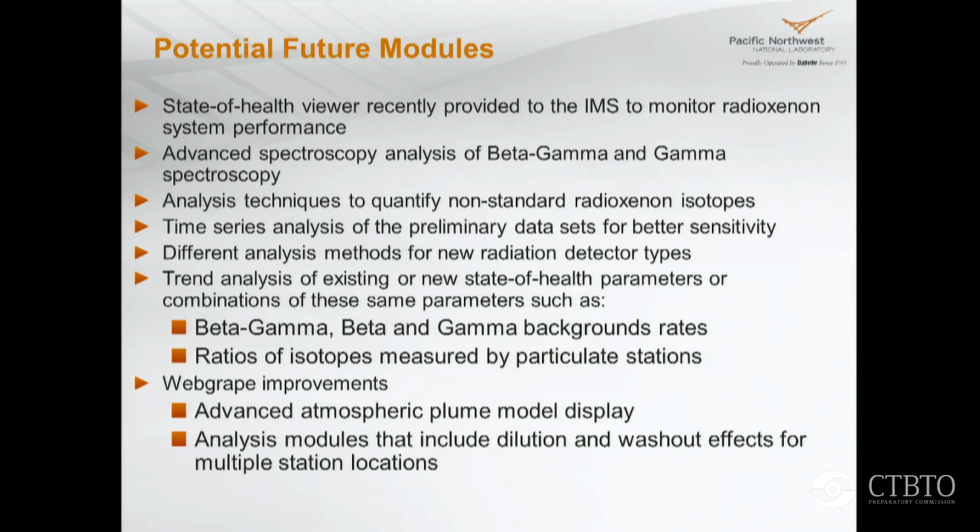We're starting to see some non-standard radioxenon isotopes out in the environment. This is something that was suggested many, many years ago, and we have a couple of instances where that's actually occurred. Time series analysis of the preliminary data sets. Every 2 hours a preliminary file is sent in. To my knowledge, no one is really using that to do half-life corrections or to try to tweak the sensitivity and get these answers even better, although I believe work has been done on that at the research level.